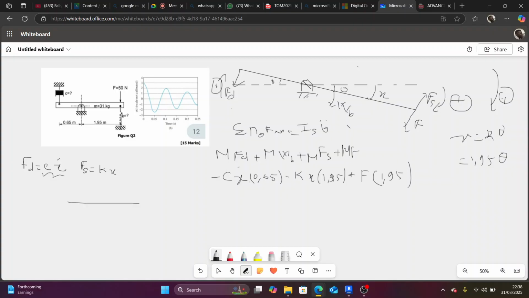Okay, sir. Key trick. Now here's the same thing. Remember, I showed you that x is equal to r theta, x dot is equal to r theta dot, and x double dot is equal to r theta double dot. If the damper velocity here is x dot, do you agree that it's going to be r theta dot, right?